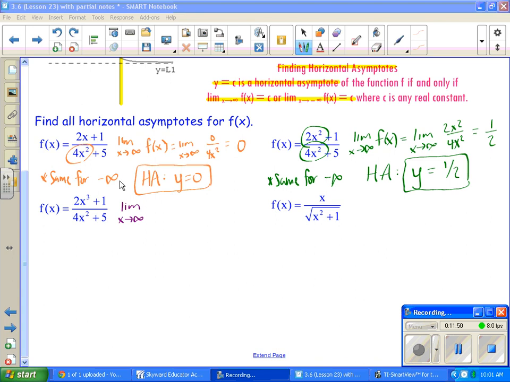Okay, it's the same for positive infinity and negative infinity if you don't have to plug it in, okay? For this one here, we'll have to. So you'll see an example where we have to.